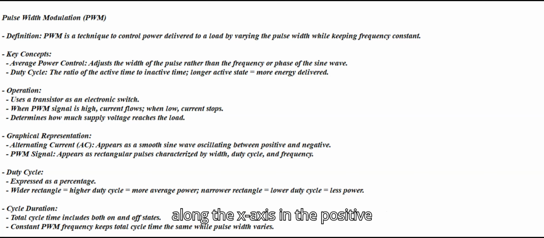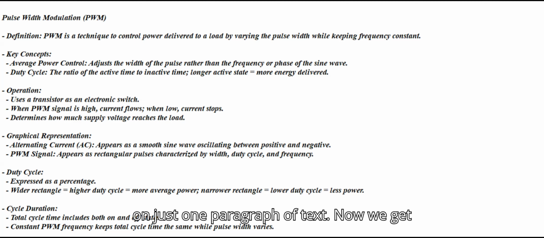As you move along the x-axis in the positive direction, you encounter successive rectangles that indicate when the signal is on and off, signifying positive voltage applied to the load. This complexity is why I find it takes a long time to absorb information, as I often spend an hour discussing and reflecting on just one paragraph of text.